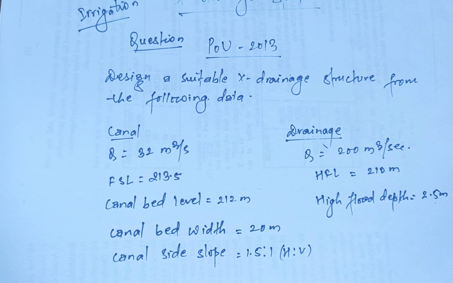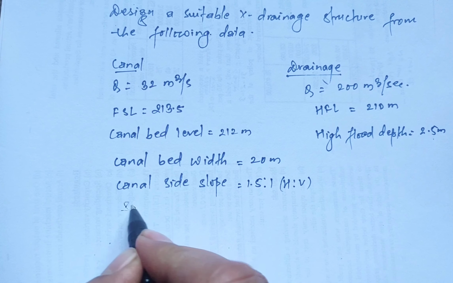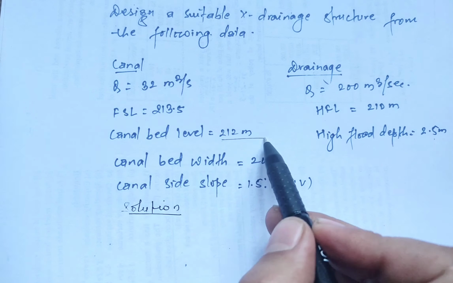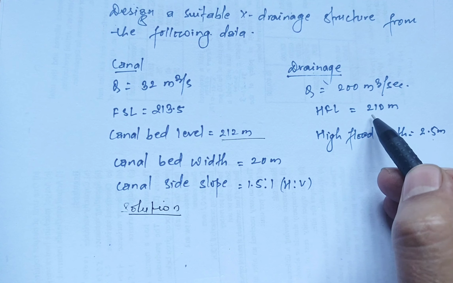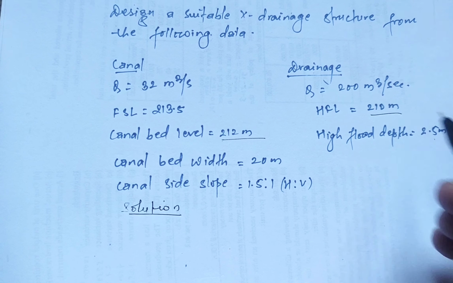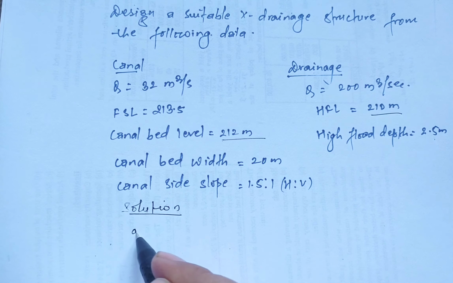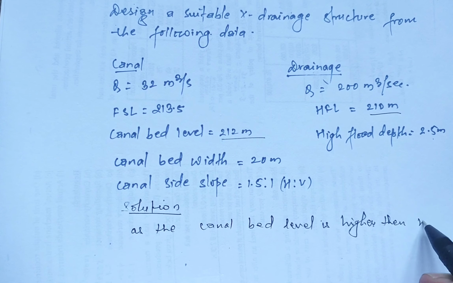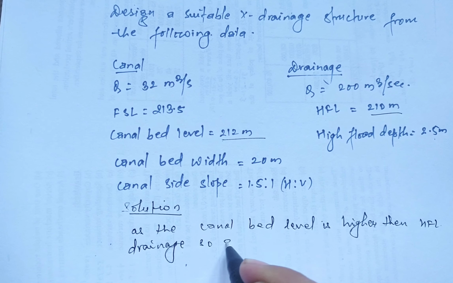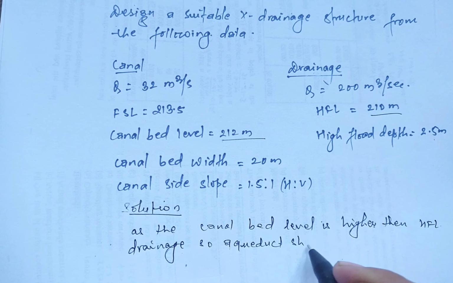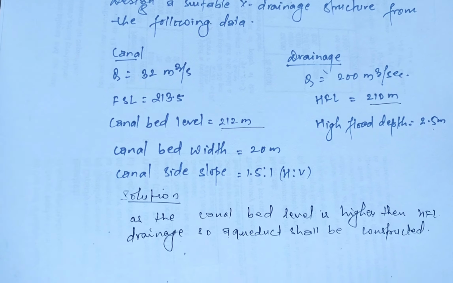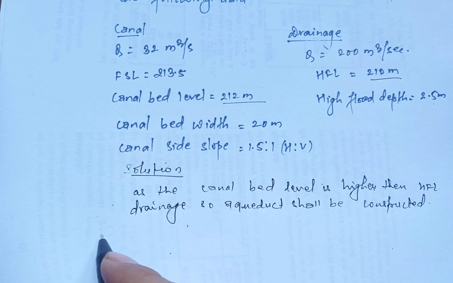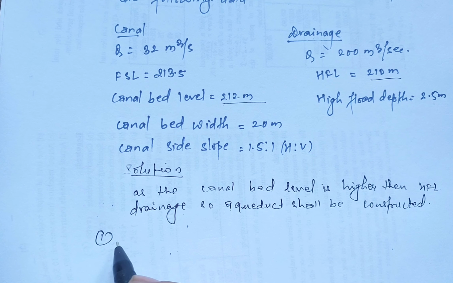Now let's start solving this. Here the bed level of the canal is at a higher elevation than the high flood level of the drainage, so an aqueduct should be constructed. Now let's start solving this step by step. In the first step, we'll design the drainage waterway.